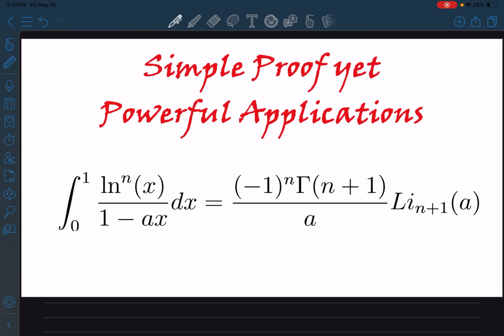Simple proof, yet powerful applications. So there's this integral from 0 to 1 of (log x)^n / (1 - x) dx, right? This integral comes in pretty handy while solving lots of problems, just like in my next video. It's a really good integral, and I will be using this formula, so that's why I'm doing it right now. And yeah, let's see how we solve this integral.